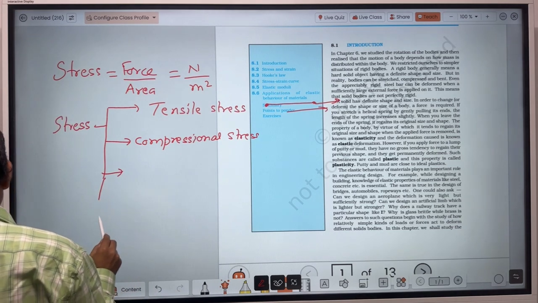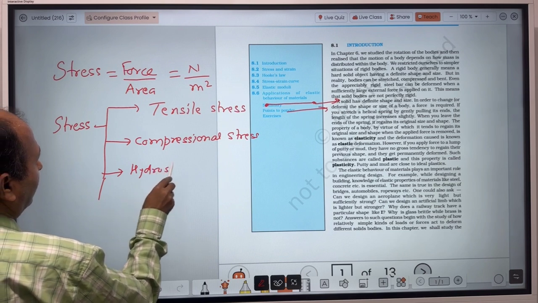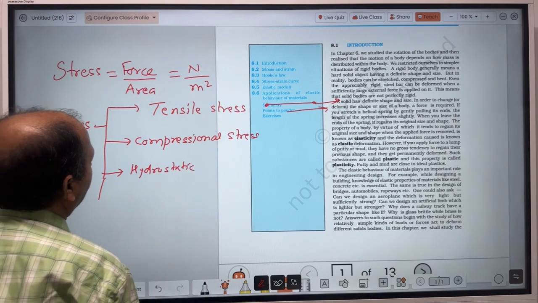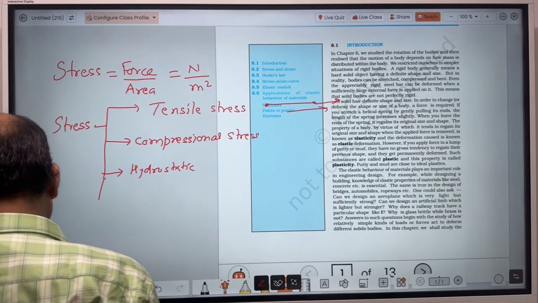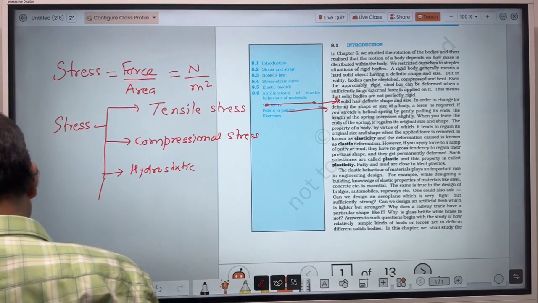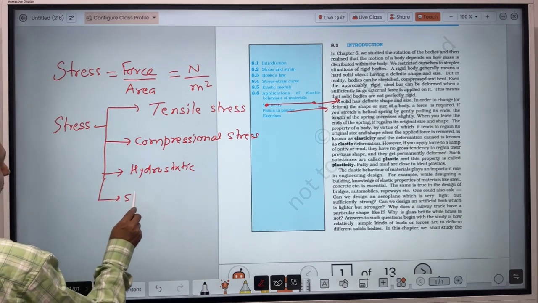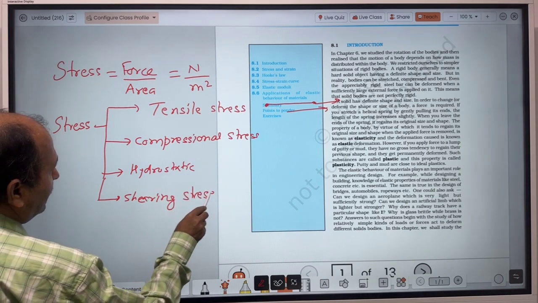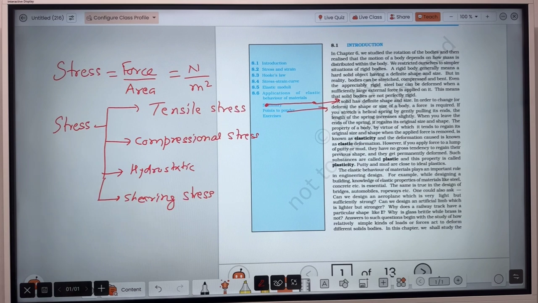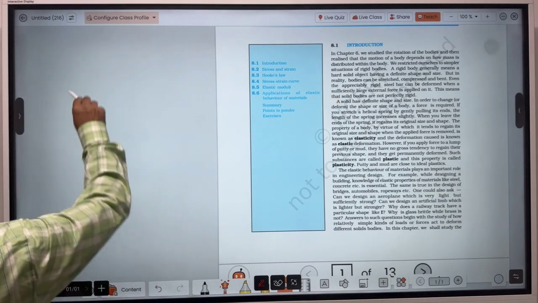Another one is hydrostatic, when from all sides equal forces are applied. And the last one is shearing stress. Due to shearing stress, body will get deformed. So these are the types of stress, and then comes the types of strain.